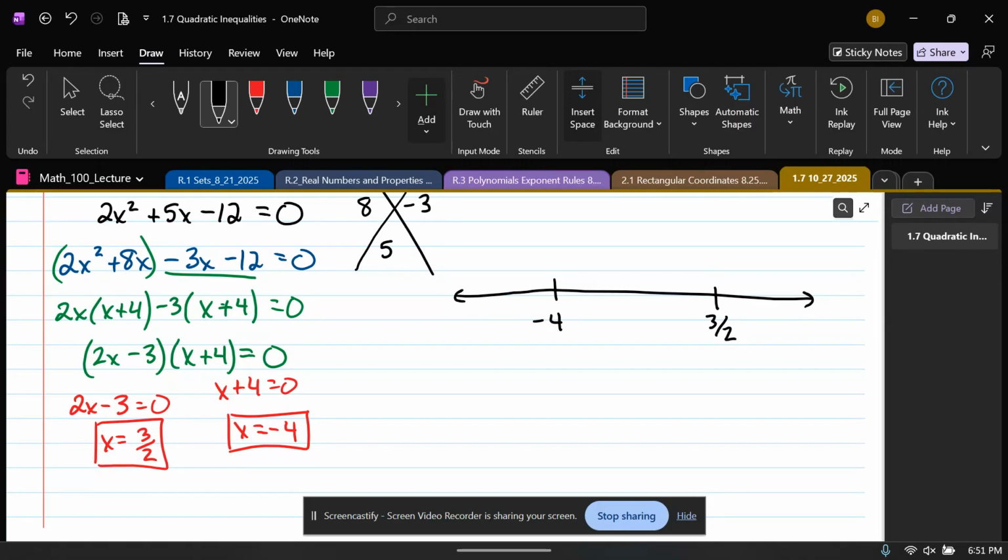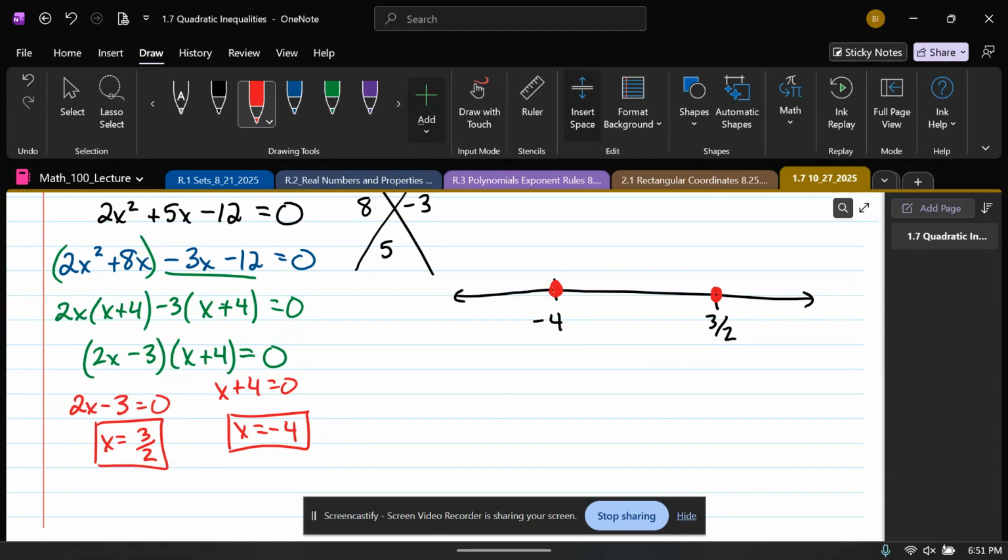Now, here's the difference on this one. We've got an equal to mark on our inequality. So those spots are going to have closed circles on them, because we had an equal to mark on our inequality.